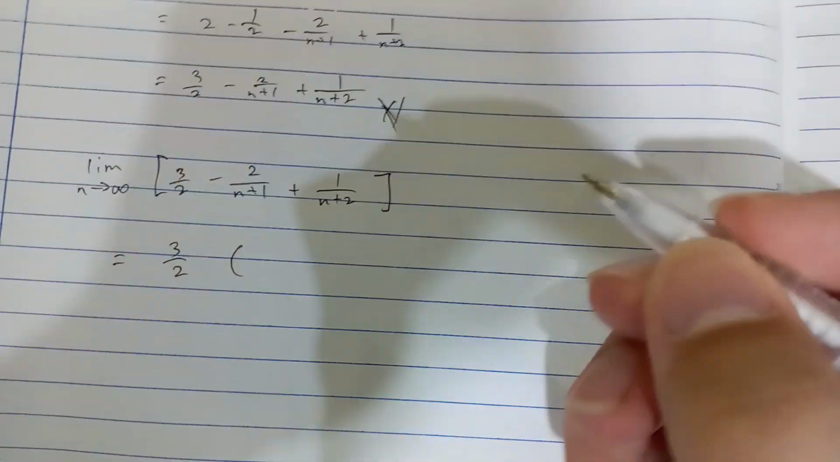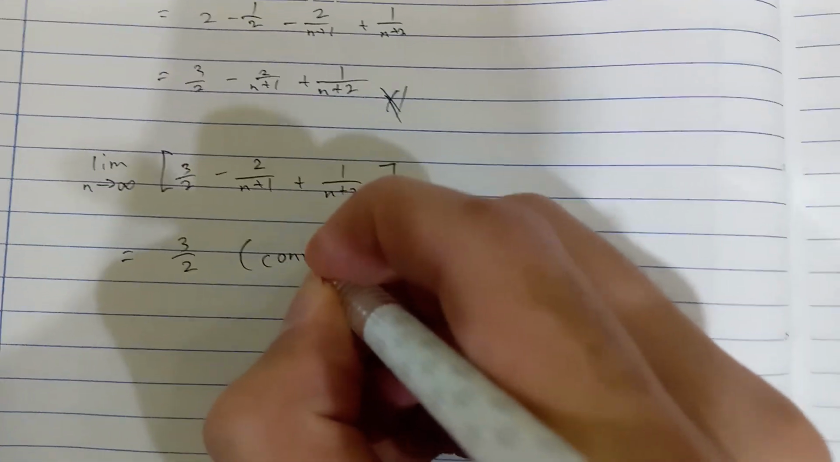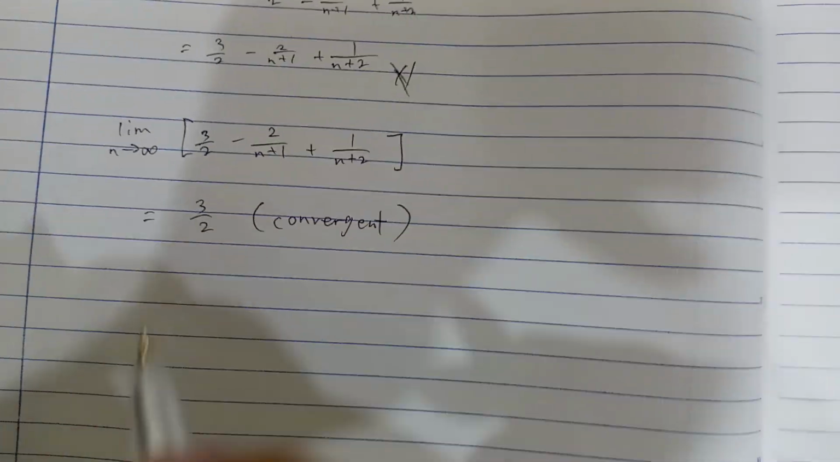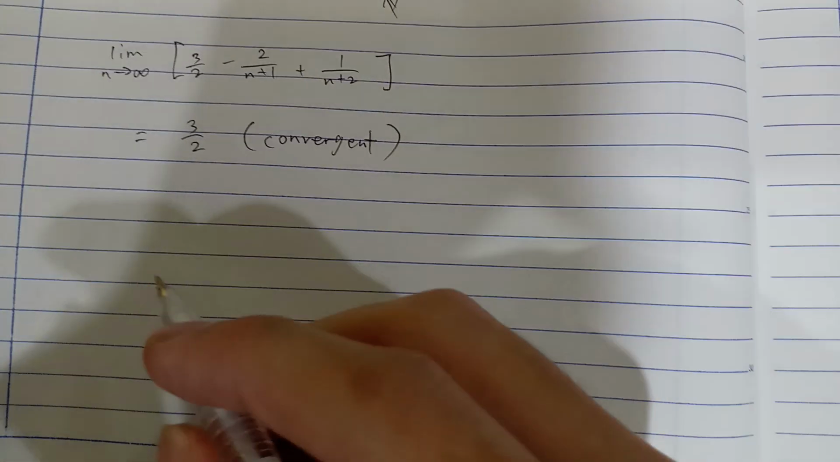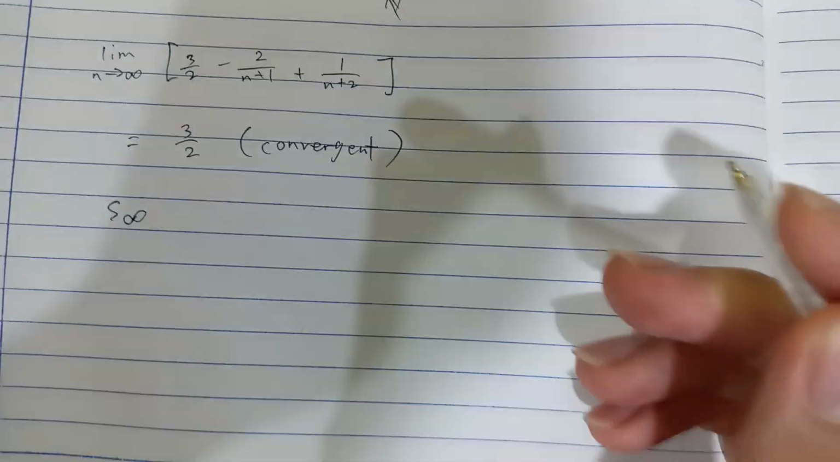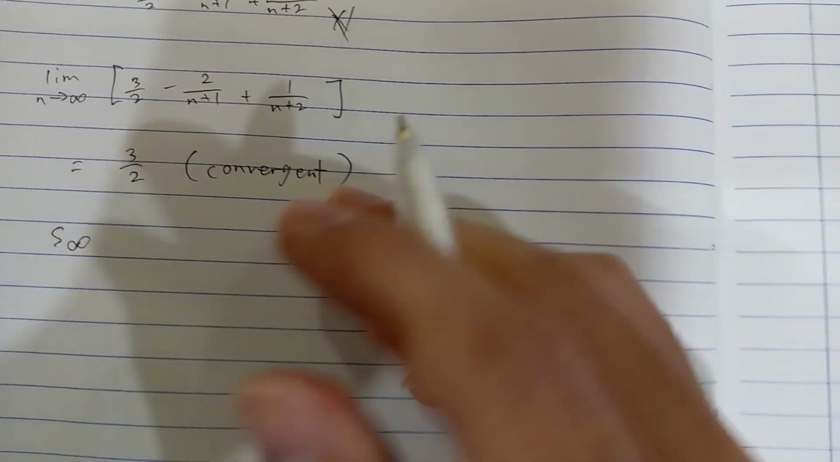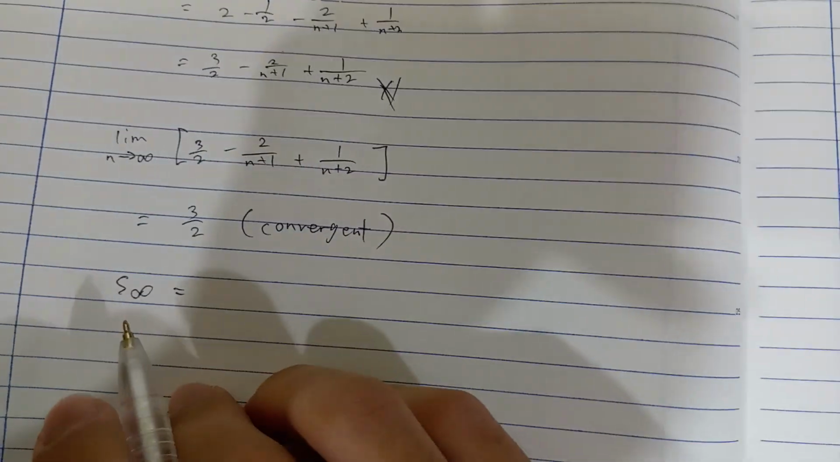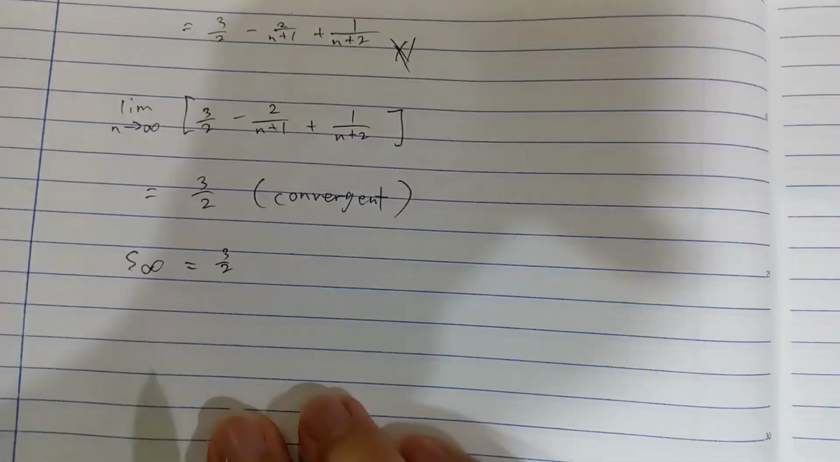So this series is convergent, since it has a specific value when n is infinity. So now that you know it's convergent, we can find the sum to infinity. Because if this was divergent, the sum to infinity would also be infinity. So the sum to infinity would equal 3 over 2. And that's how you do this question.